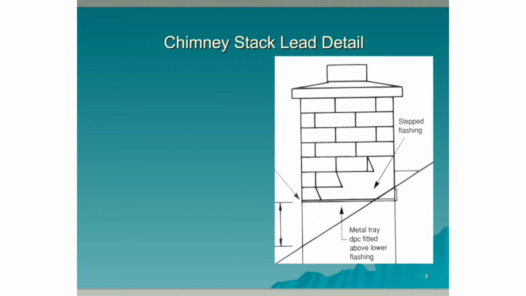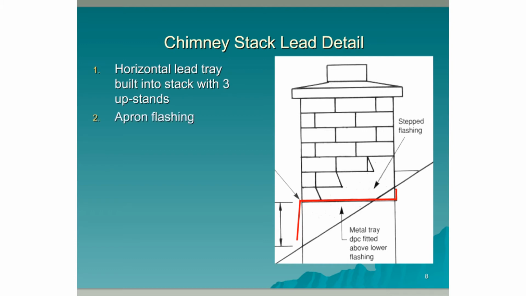Chimney stack lead details. There are 5 lead details that we're going to go through in this diagram. The first one is the horizontal lead tray. This is built into the stack and it has 3 upstands, 1 on either side and 1 at the back. The second one is the apron flashing. This is at the front of the stack.